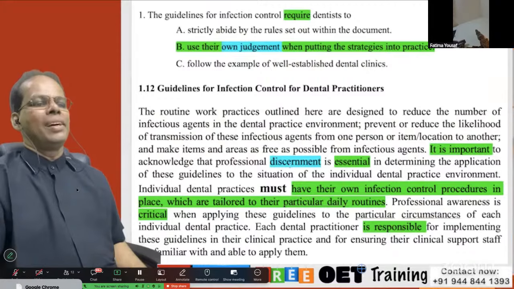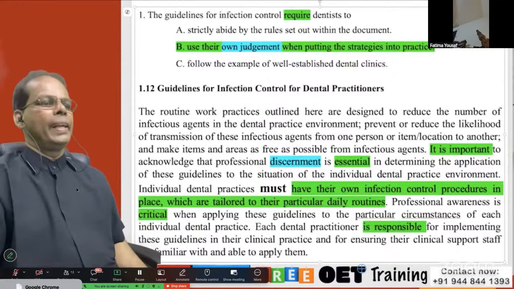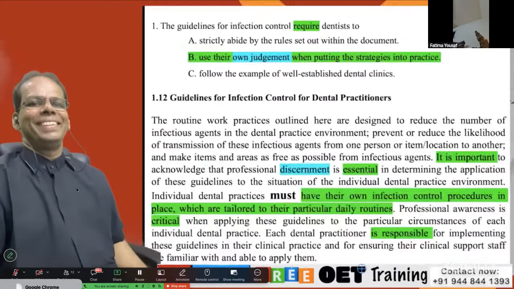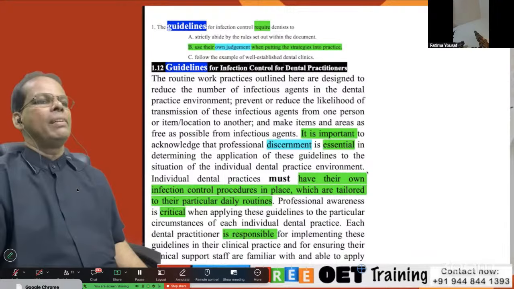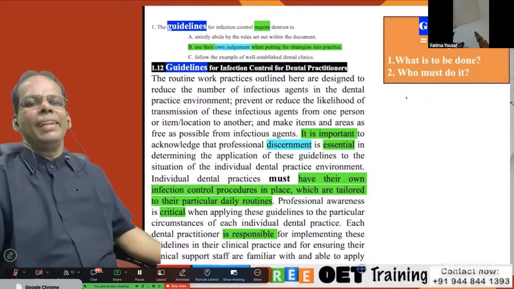See, these are the things. Own judgment. Discernment is another synonym of judgment. Own professional discernment, own judgment. Essential means it is important. Must is responsible. Ensuring. I'm teaching you patience, okay? Don't get angry with me. Why is this Father telling all these things again and again?